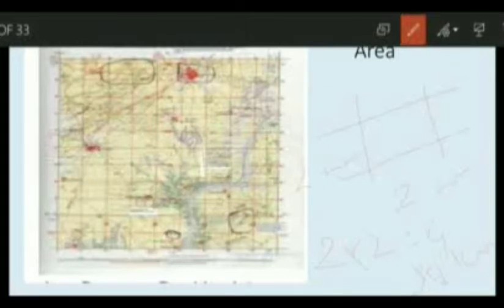If you want to take out the area of the given map extract, then for the bottom area, you can count 1, 2, 3, 4, 10 parts are here. Here on the left hand side, if you count the blocks, it is 10. So 10 into 10 will be 100 square kilometer.